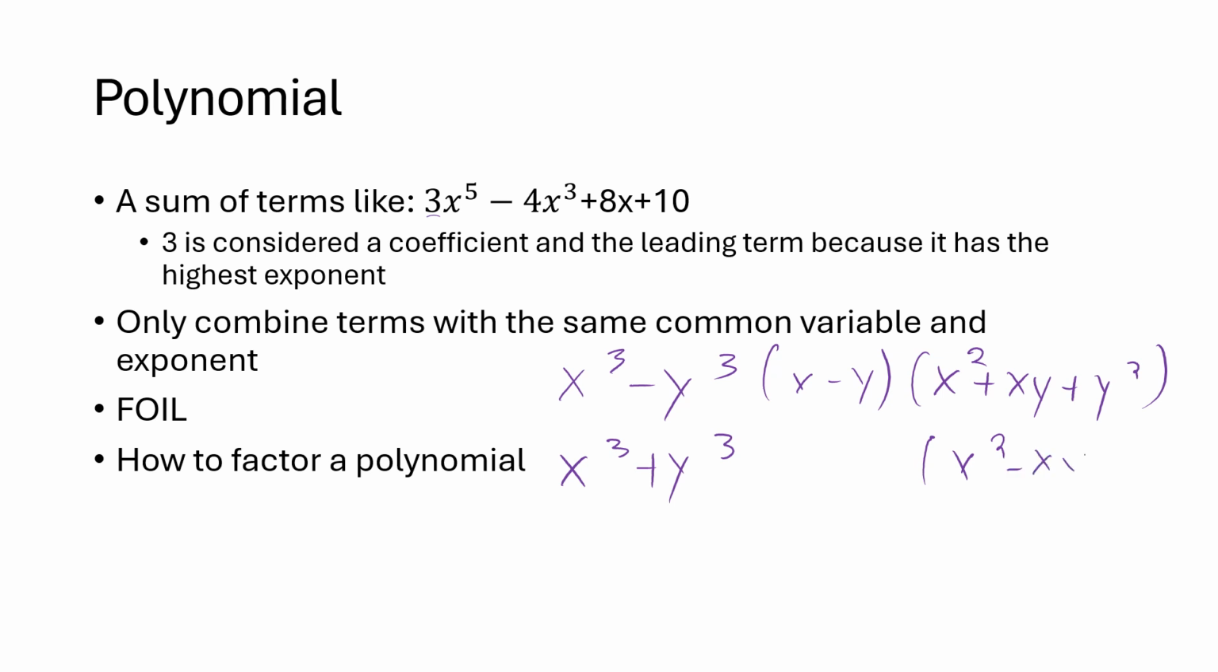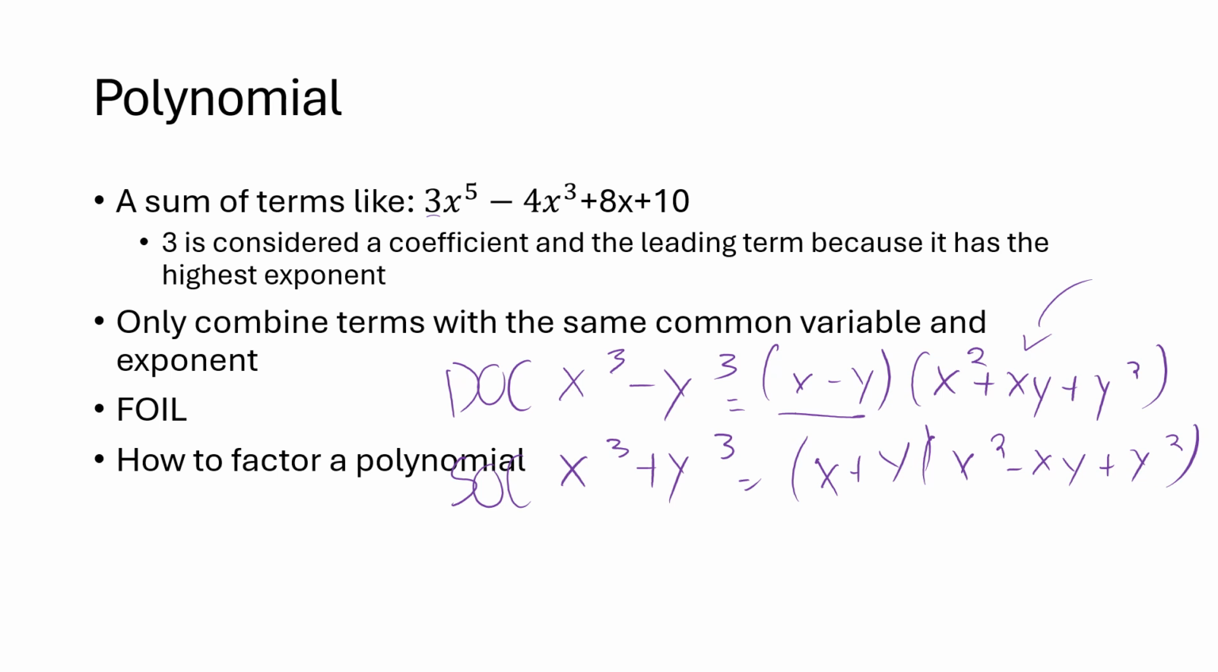Minus xy plus y squared, and this will be x plus y. You can understand, so this is the difference of cubes, and this is the sum of cubes. This is going to be a difference of cubes because first off, your x minus y is negative, and then your polynomial is going to be positive.